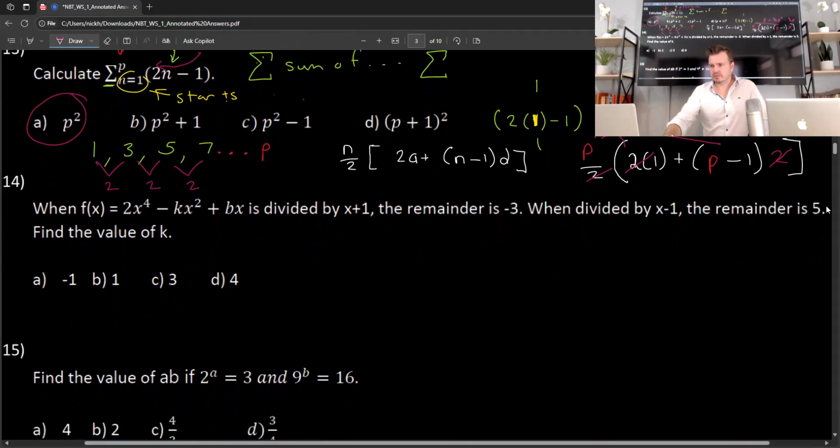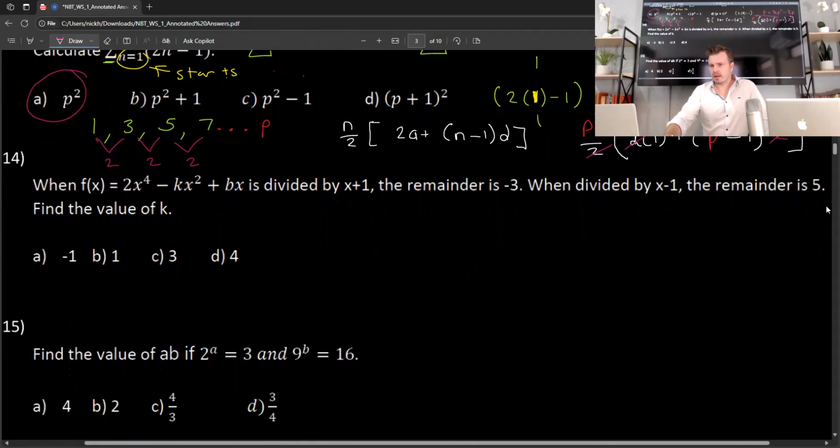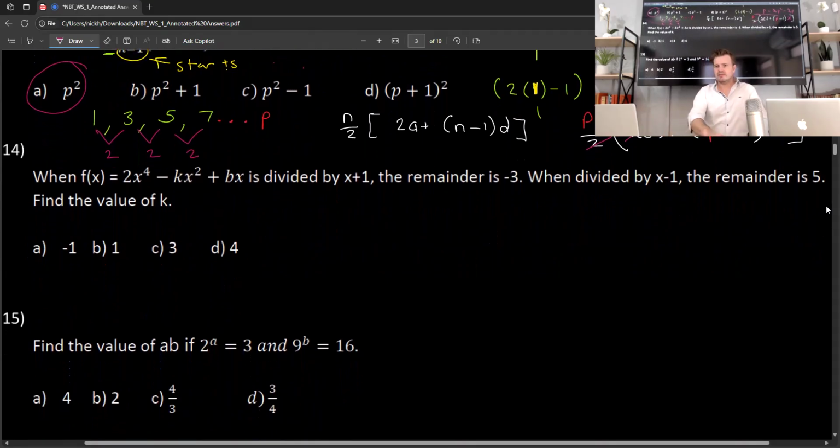Then the next one says, when f of x equals 2x to the 4 minus k of x squared plus bx is divided by x plus 1, the remainder is minus 3. When divided by x minus 1, the remainder is 5.